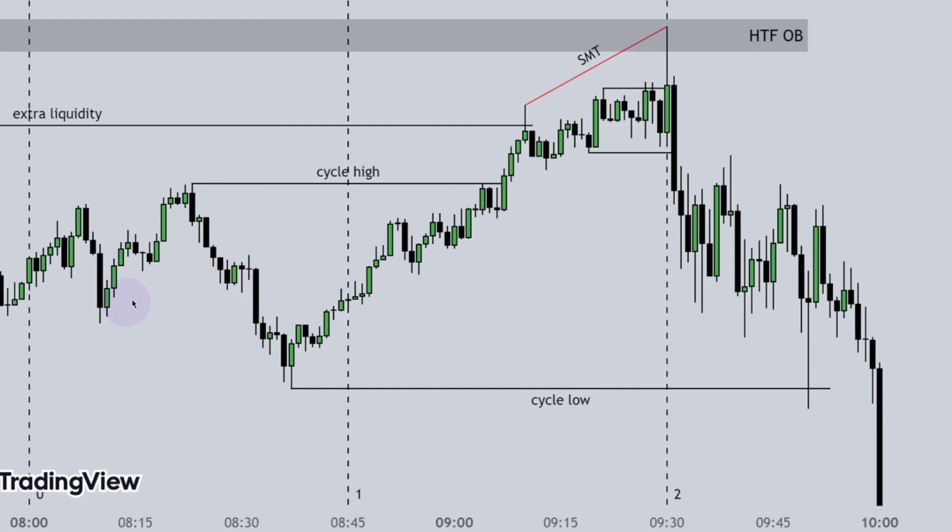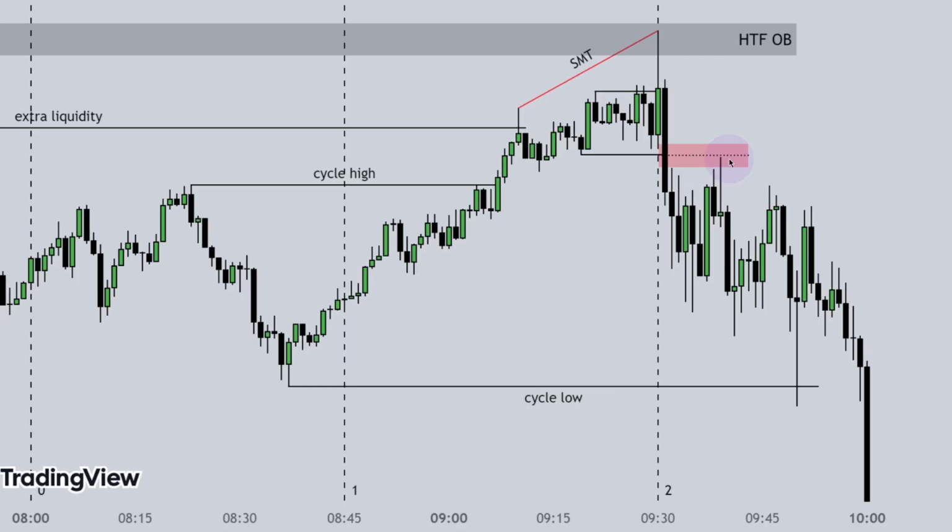Okay, so we have accumulation, manipulation phase, price creating SMT with ES, hitting into a higher time frame order block. It can be fair value gap also. We have 9:30, price manipulates also, creating SMT, breaking the low right here, creating a market structure shift right here, and that means we have accumulation, manipulation, and we can expect distribution lower.